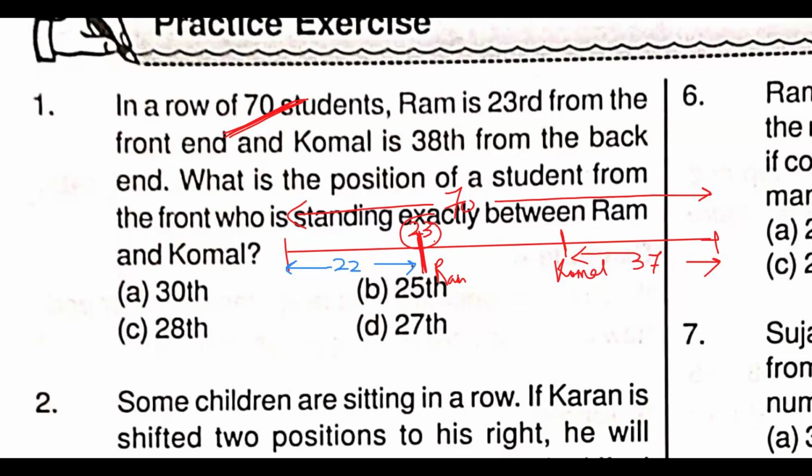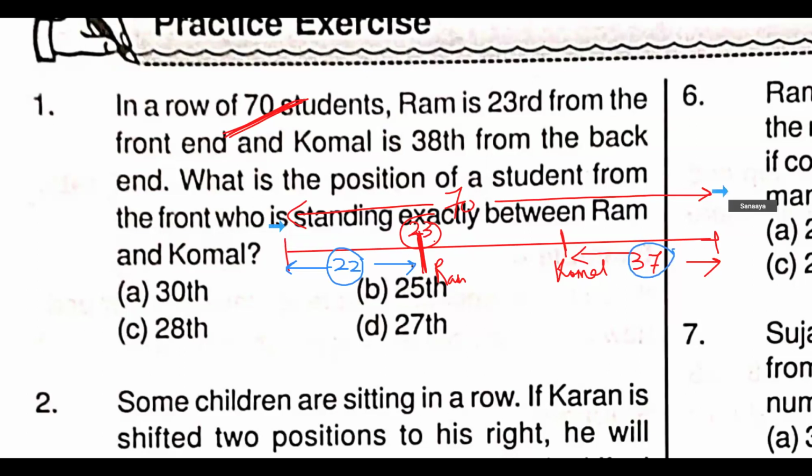If total there are 70 students, take the help of that. Not in the whole line. What I'm asking is, see, what do we know? We know that from the very starting, Ram is 23rd from the front end. If Ram is 23rd from the front end, that means 22 students are there to the left of Ram. Then it is also given Komal is 38 from the back end. If Komal is 38 from the back end, that means there are 37 students to the right of Komal.